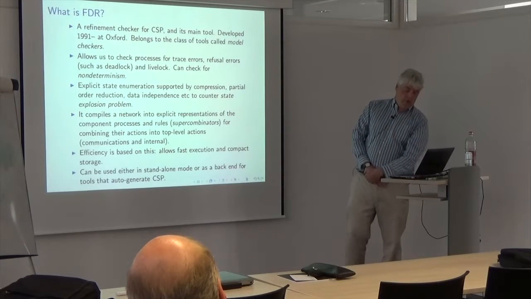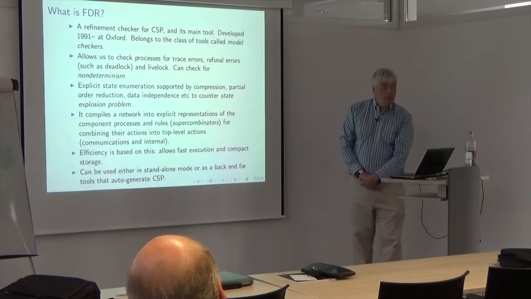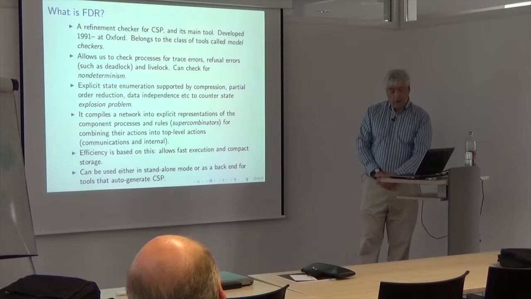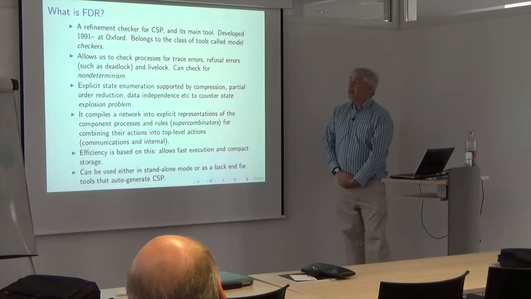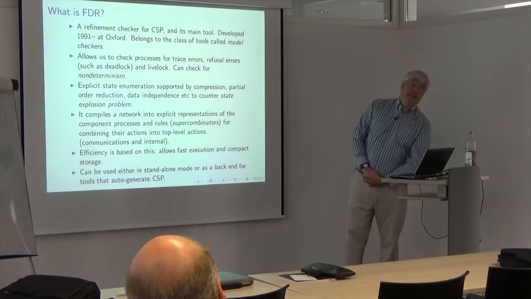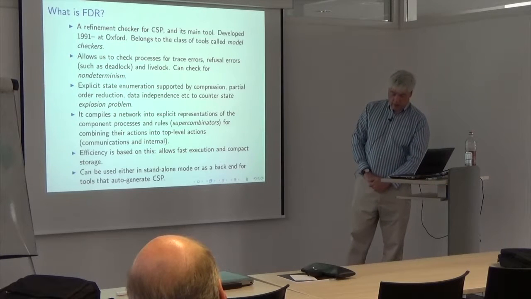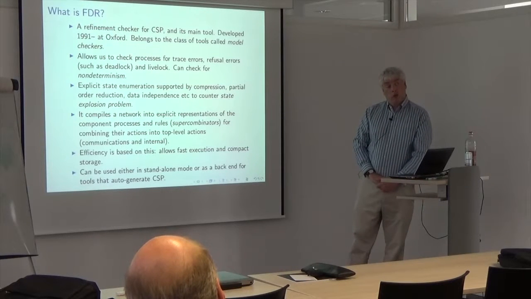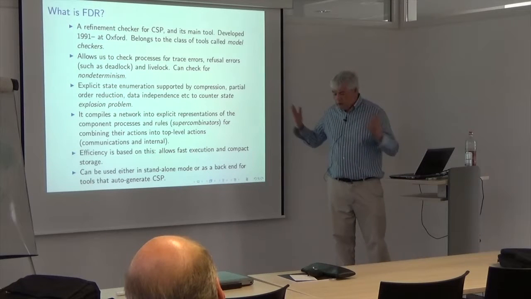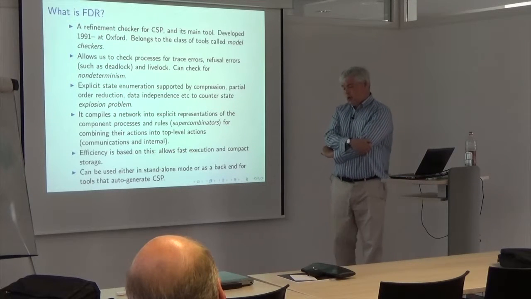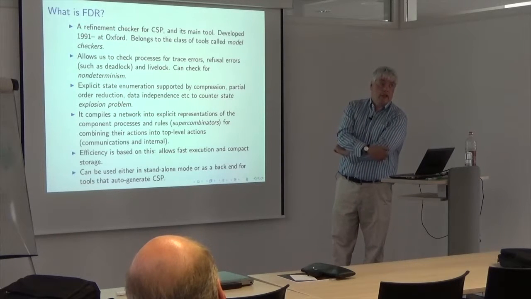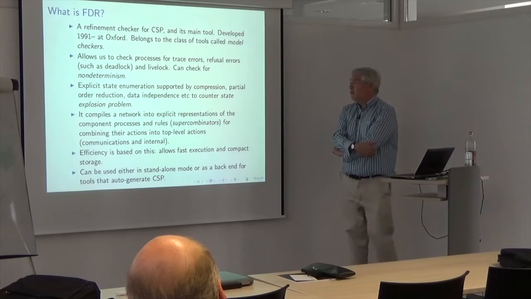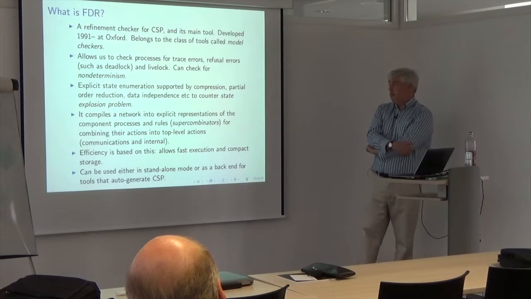Compression, which means to say you look at subsystems before you put them together and try to reduce how many states these subsystems have. And data independence, which is where you look at the parameter data types of your system and you try to show that it would be sufficient to look at a much smaller one. Those and more are commonly used techniques across classes of model checkers for countering the state explosion problem, and FDR sometimes in multiple ways incorporates all of these.